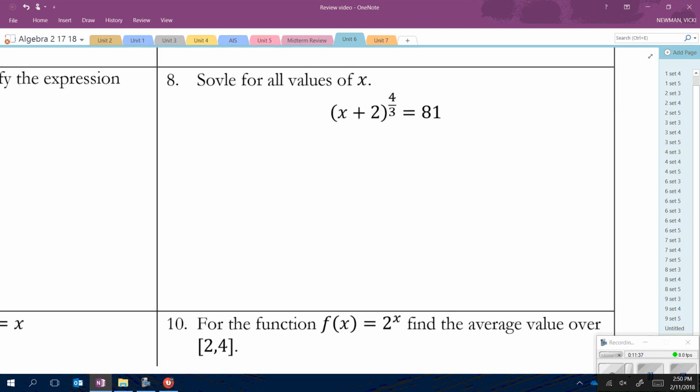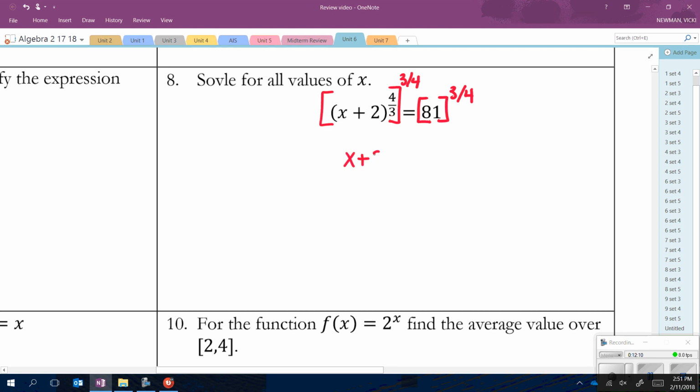Oh, number 8. Solve for all values of x. This hasn't shown up in our review really at all, so pay attention. Hello. We did a bunch of these in Unit 2, and we reviewed them in Unit 6, so you are responsible for knowing this. In order to get rid of this exponent of 4/3, we raise to the reciprocal exponent of 3/4. It is not multiplication, it is an exponent, because 4/3 times 3/4 is 1.